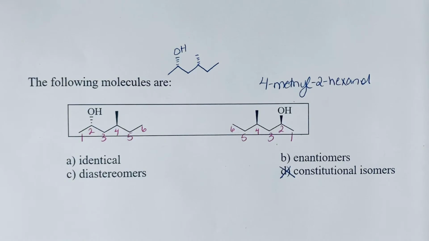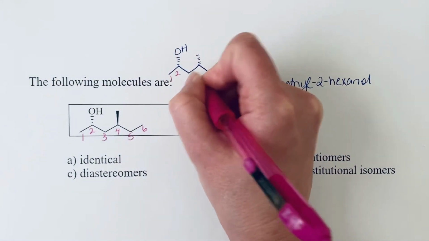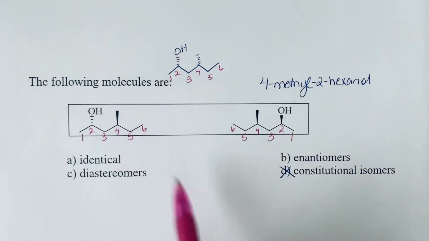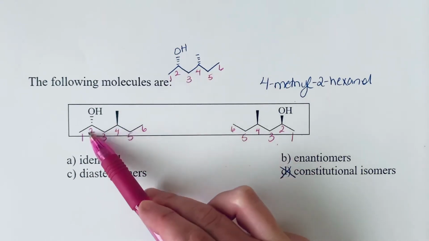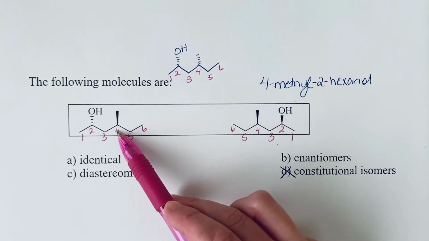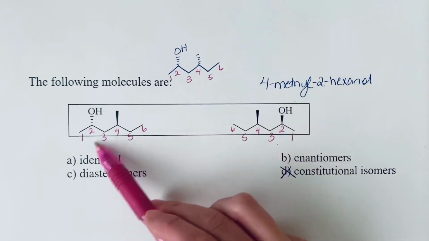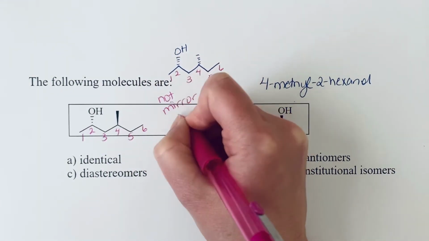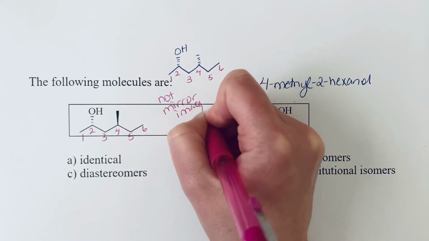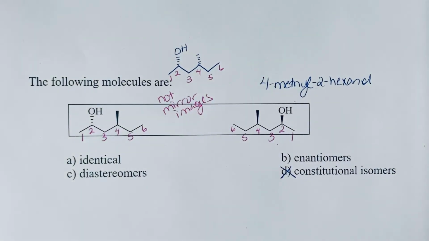So when you draw it like this, it might be easier to see what the stereochemistry relationship is, because now we can see that the chirality at that alcohol center, at that carbon 2, is not changed, but the chirality at carbon 4 is. So these are not mirror images. But they are stereoisomers. So any stereoisomer that is not a mirror image is a diastereomer.